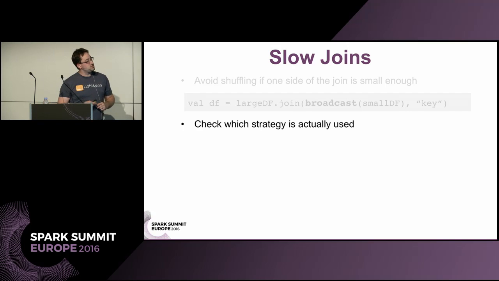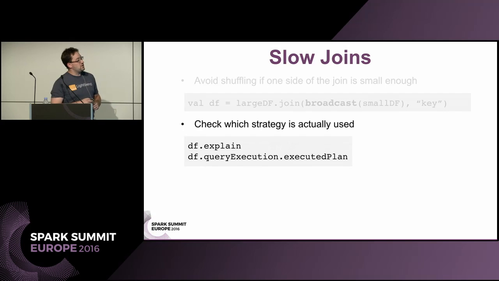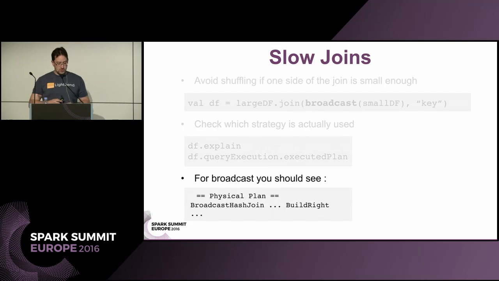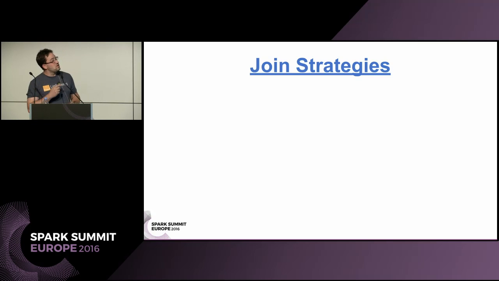So we're going to check which strategy is actually used by using something like data frame explain or query execution executed plan. What you're going to want to see there is this broadcast hash join. If you don't see it, then you have to play with your numbers, and make sure that maybe your small data frame wasn't small. So that gets us to the types of strategies.